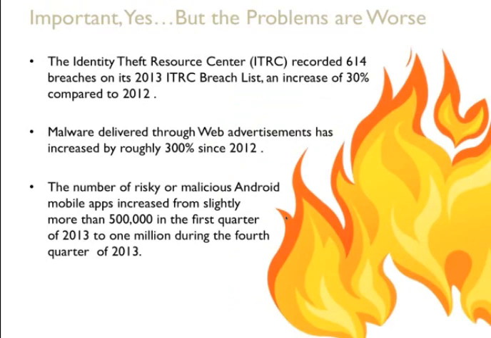So, there are a lot of organizations that think these problems are serious. They're doing something about it. They want to give customer protection the highest priority, but the problems are still getting worse. For example, the ITRC recorded 614 breaches in its 2013 breach list, and that was an increase of 30% compared to 2012. Malware delivered through web advertisements, or malvertising, has increased by about 300% over the past couple of years. And the number of risky or malicious Android mobile apps has increased very significantly.